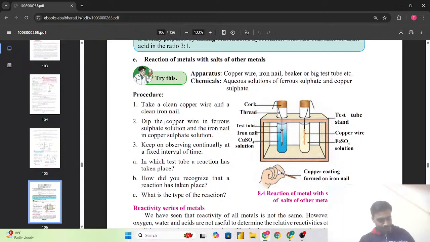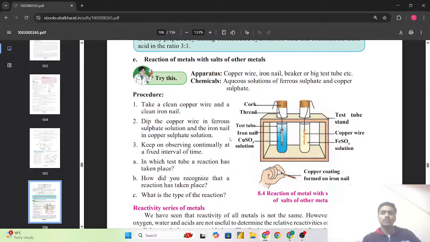So, यहाँ पर ये जो एक्सपेरिमेंट में हमें रिएक्शन दी गई है, सो we have to take a क्लीन कॉपर वायर एंड a क्लीन आयरन नेल. Dip the कॉपर वायर in the फेरस सल्फेट सॉल्यूशन. कॉपर वायर जो है वो फेरस सल्फेट सॉल्यूशन यानी कि आयरन सल्फेट का जो सॉल्यूशन है उसमें डिप करनी है, और जो आयरन नेल है वो कॉपर सल्फेट के सॉल्यूशन में डिप करना है. So keep observing continually at a fixed interval of time. और हमें देखना है कि कौन से टेस्ट ट्यूब में रिएक्शन हुई है. How do you recognize that the reaction has taken place, which type of reaction has occurred.